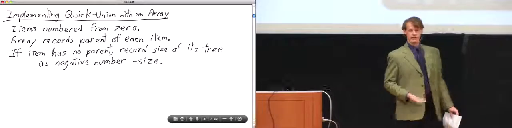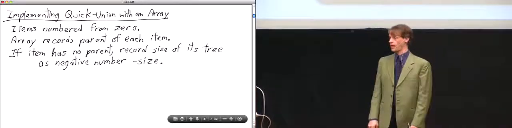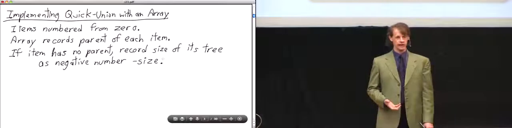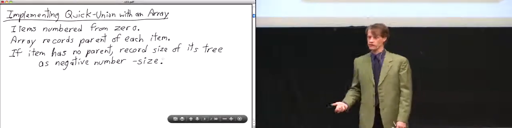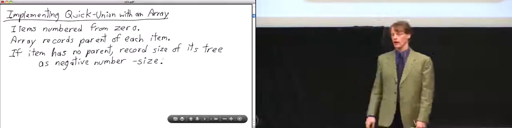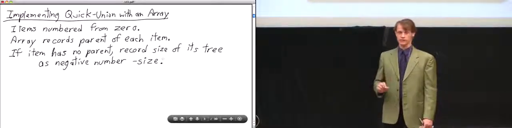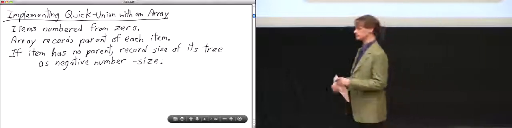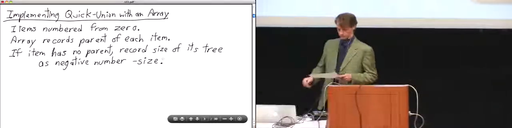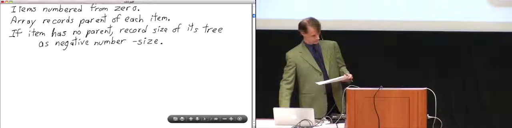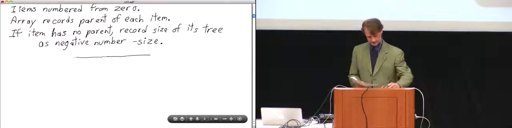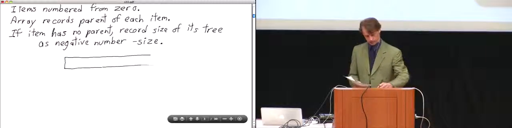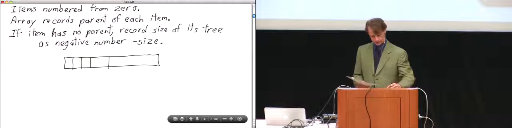So then whenever I see a negative number in the array, I will know that that index is a root of a tree. And whenever I see a non-negative number, 0 or higher, in the array, I'll know that that item is not a root, that it's pointing at its parent. So here is what this disjoint set data structure will look like when I first construct it, and every item is the root of its own tree.